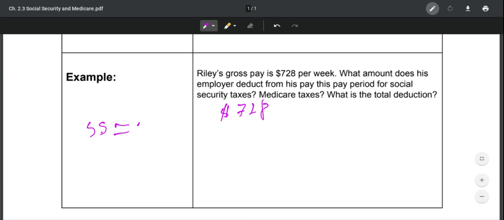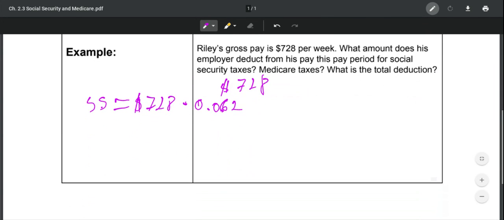So that's going to equal 728, and then we multiply that by 0.062. That's going to give us 728 times 0.062, which is around $45.14. So that's the Social Security tax.